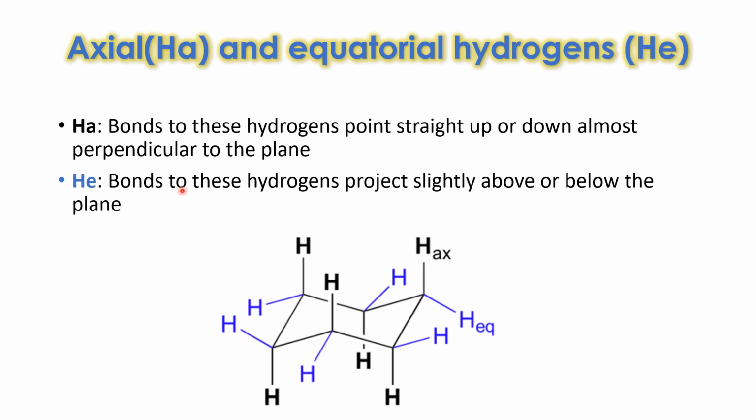Similarly, equatorial, they are also up and down, but these are slightly above or below the plane. So for the first, because axial is up, equatorial is down, but you will not draw a straight line. Equatorial are slightly below or above the plane. So this is projecting below. Now imagine this second carbon atom. It is having axial down. So equatorial is up, but it is projecting slightly up. Third, axial is up, so equatorial is down. Fourth, axial is down, so equatorial is up.